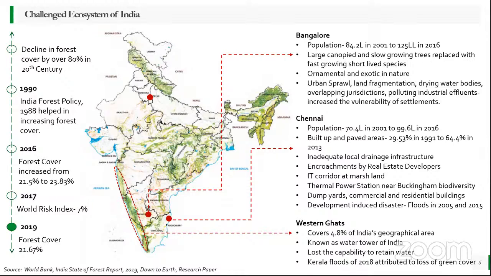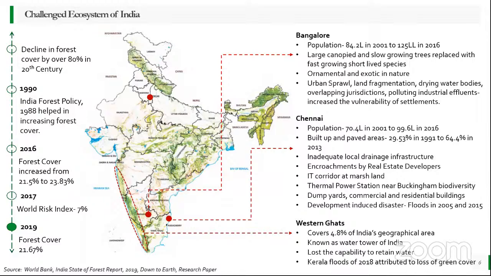Then Chennai has observed an increase in population from 70.4 lakh to 99.6 lakh in 2016, and this compounds the fragile environment of the Chennai metropolitan region. There are actually 3,700 water bodies upstream of the city region, which mark the natural drainage, and the catchment area, that is Buckingham Canal.